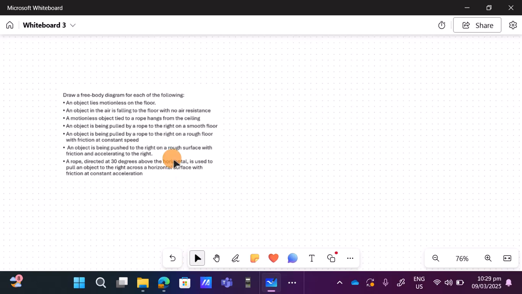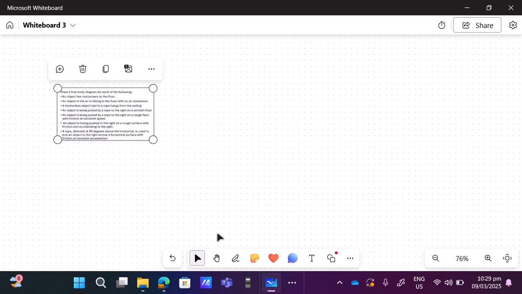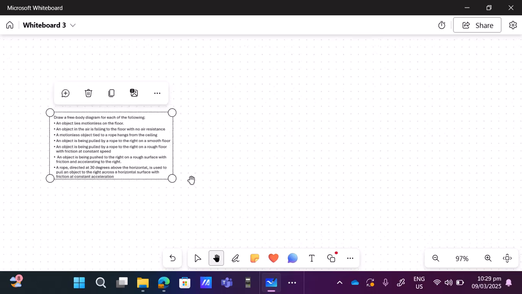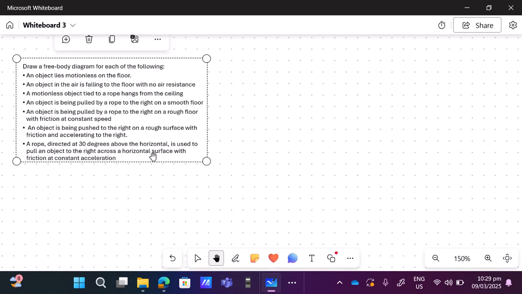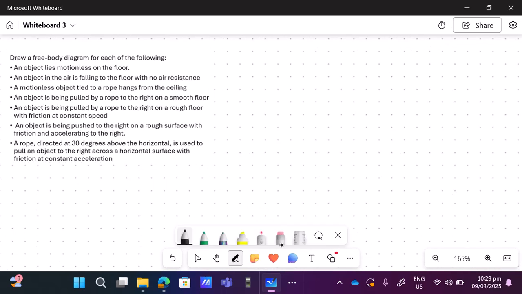So earlier we already had an example of a motionless object, but that was on a table. If we were to draw a free body diagram of an object lying motionless on the floor, as I have mentioned, we can use either blocks or circles to represent our object. But for example, say we have a rock, and let's simplify the shape of the rock as a circle in 2D. So this is the rock, and it is motionless on the floor.